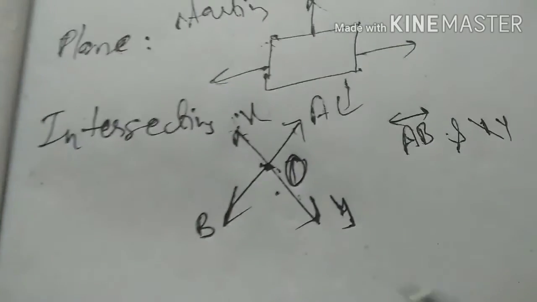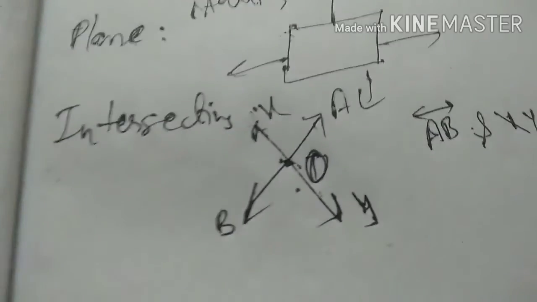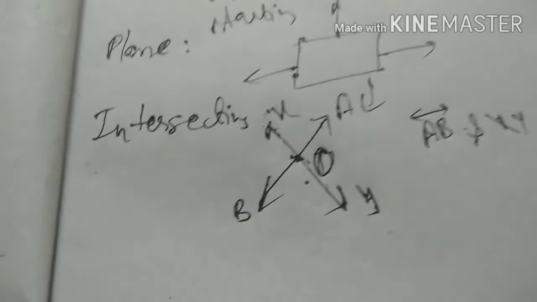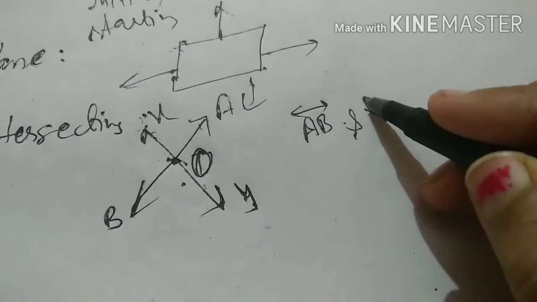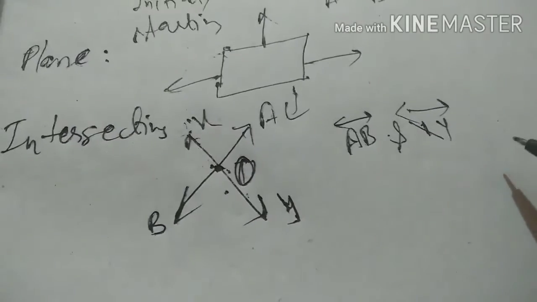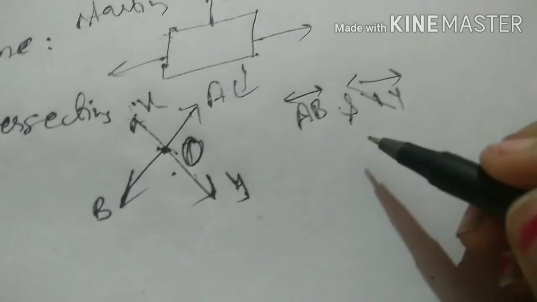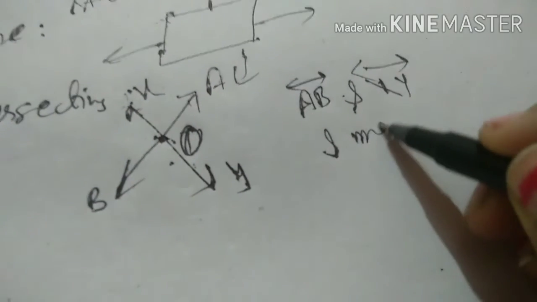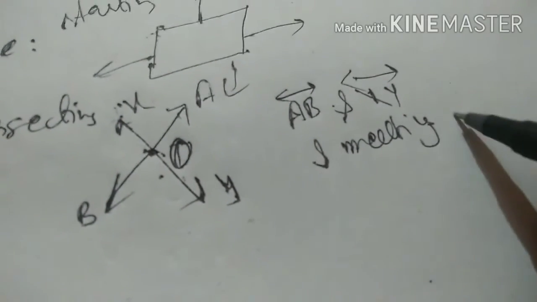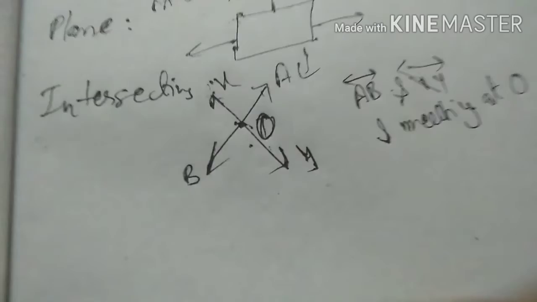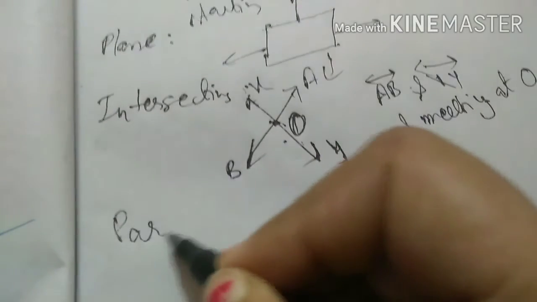It's not compulsory that every time you have to name it O. You can use any alphabets like A, B, C, D, A to Z. Any letter you can use. So you can say AB and XY are the line segments which are intersecting each other and meeting at O.